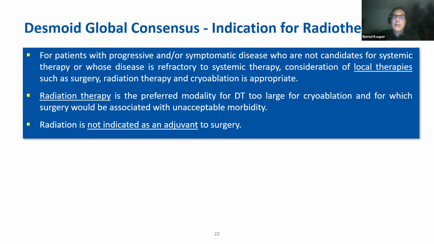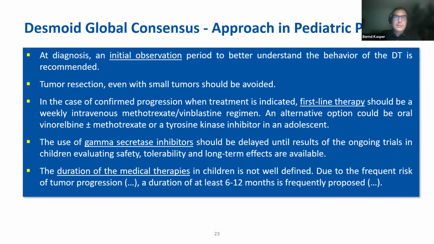The next slide, as I said, we dedicated much more room and space to two specific patient populations, and I just picked out one, the pediatric patients. In principle, the treatment recommendations for children are more or less the same. We usually start with an initial observation to really better understand the behavior of the desmoid tumors. Surgery, resection should be avoided. There is only a bit of a difference in the kind of systemic therapies we use for children.